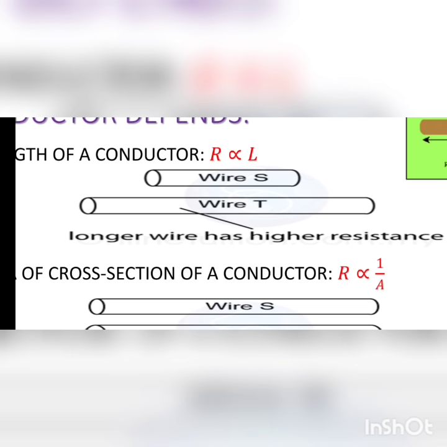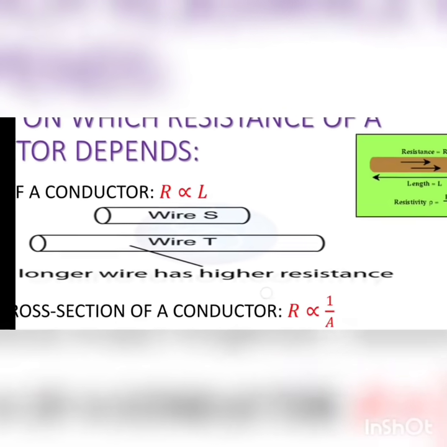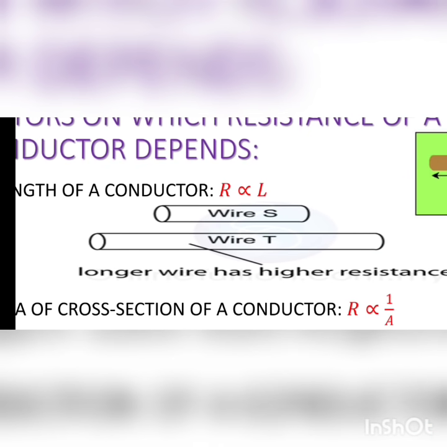Now see the diagram. There is a wire of more length and there is a wire of shorter length. Now the longer wire has high resistance as compared to the shorter wire. Keep this in mind that in these two wires the cross sectional area, that means the thickness of the wire, is the same.